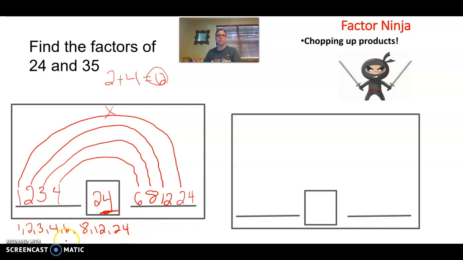Okay, so these are all the factors of 24. Now if I was fancier and quicker with my pen, I would make each of these rainbows, each of these parts of the rainbow, a different color. I'm just not quick enough with my new pen.